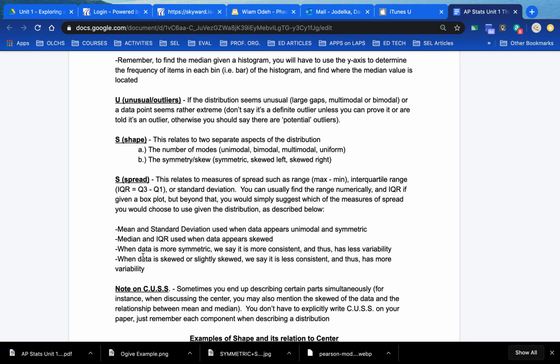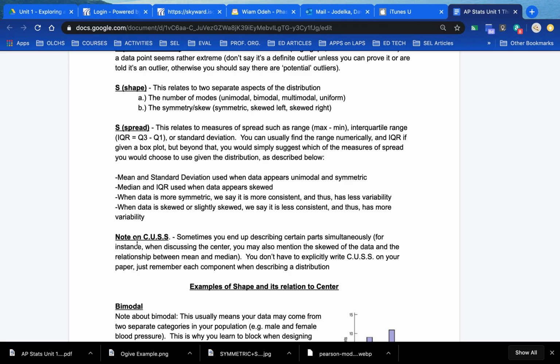And again, you could say something like, if you had a skewed histogram, my data is less consistent and has more variability. It's generic, but you don't have to go into detail. You could say if it's a little bit more symmetric, hey, I probably have pretty consistent data with less variability, and therefore I would use mean and standard deviation, for instance.